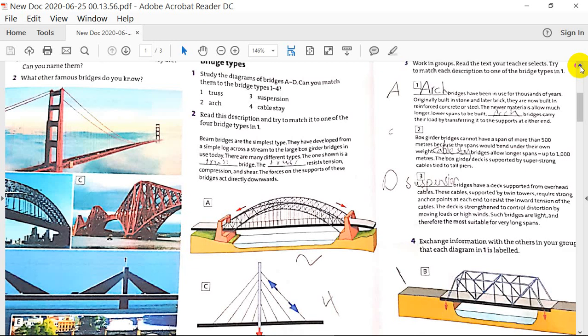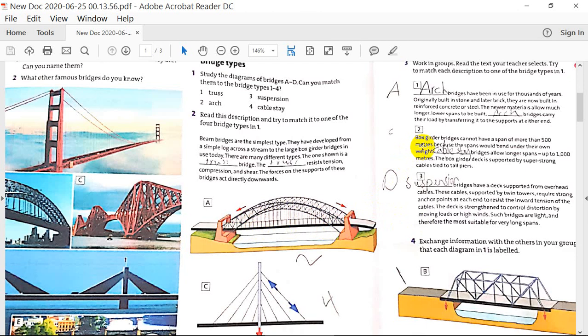So this is the second type of bridges that we have here in picture A. So paragraph 1 here we can match to picture A, arc. It's one of the oldest bridges. In the past it was made of stones and wood, but now they can use concrete and metals. So come back to paragraph number 2.